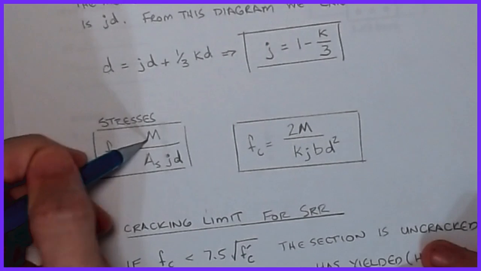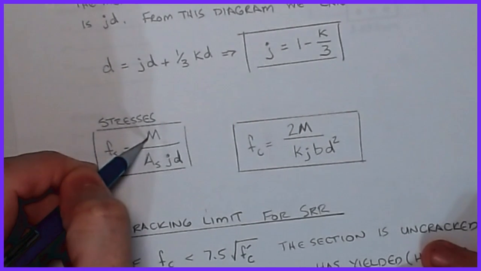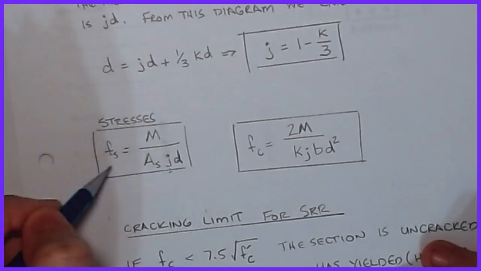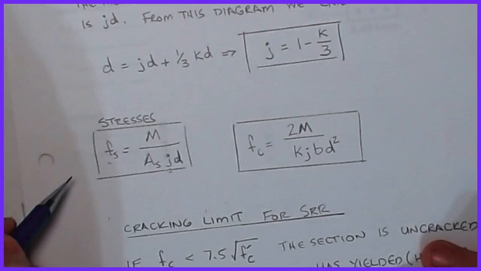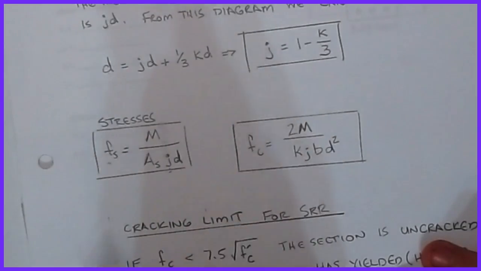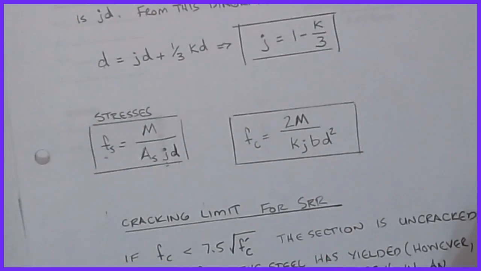All right, so once I do that, then I can go back to my equations that had the moments. And so if I know my applied moment at the section that I'm looking at, and I know my area of steel, I now have JD, I can find the stress in the steel. And correspondingly, I can find the stress in the concrete using the other equation. Okay, and we're good to go.